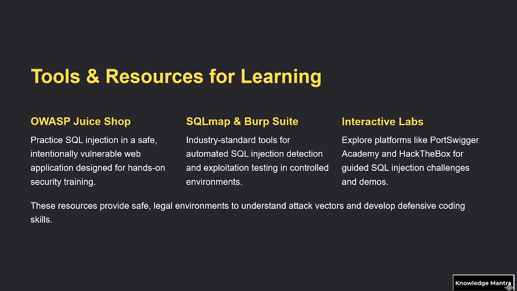Next is tools and resources for learning. On this slide, we will cover the best safe places to practice and learn SQL injection. First, OWASP Juice Shop. This is an intentionally vulnerable web application for learning. It offers challenges at different difficulty levels and a safe sandbox to try payloads and then patch the code that made the app vulnerable. This is a great starting point to learn.